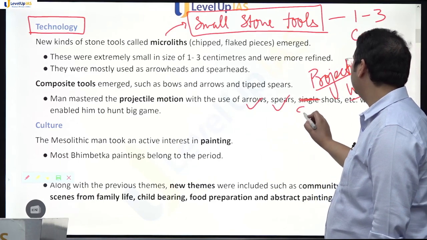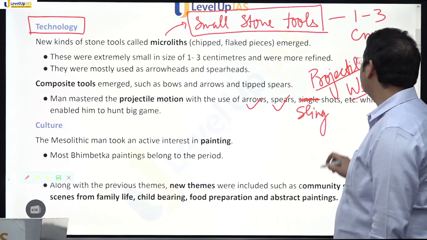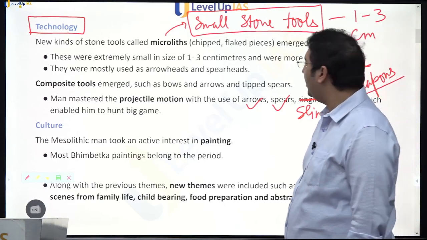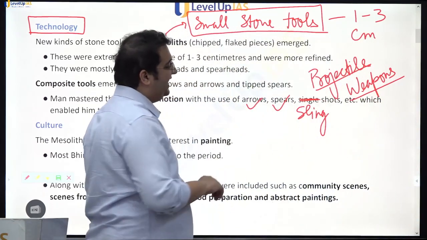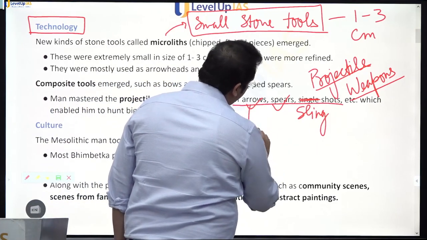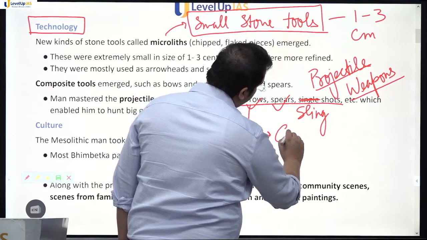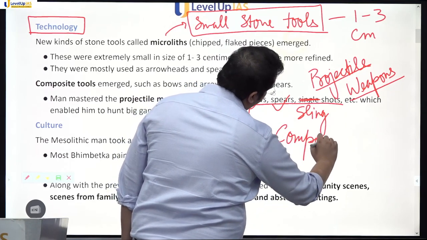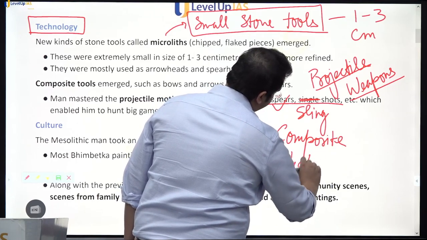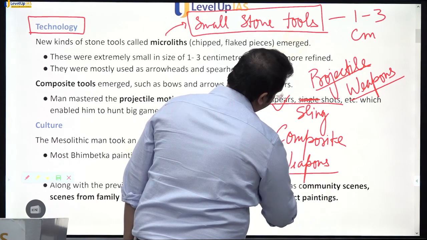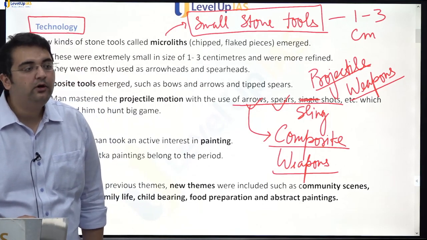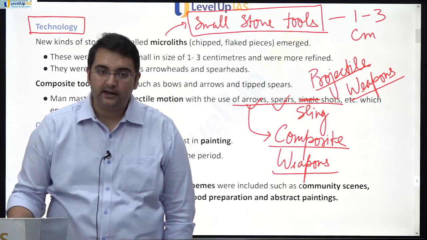Slingshots, etc., catapults, and so on, okay? Human beings became aware of this kind of projectile weapon. Now, all of these are also examples of composite weapons or composite tools. What is a composite tool? A tool which has more than one working part.